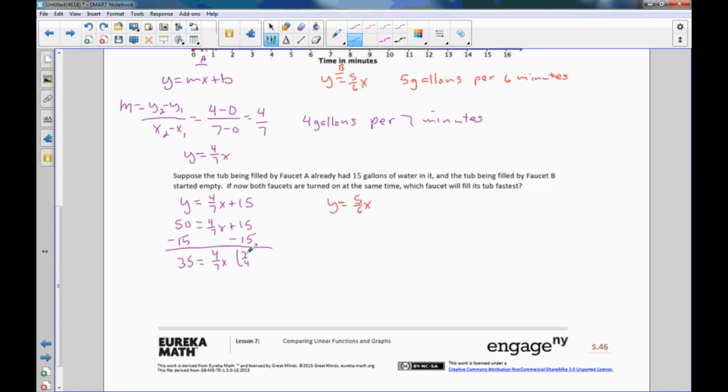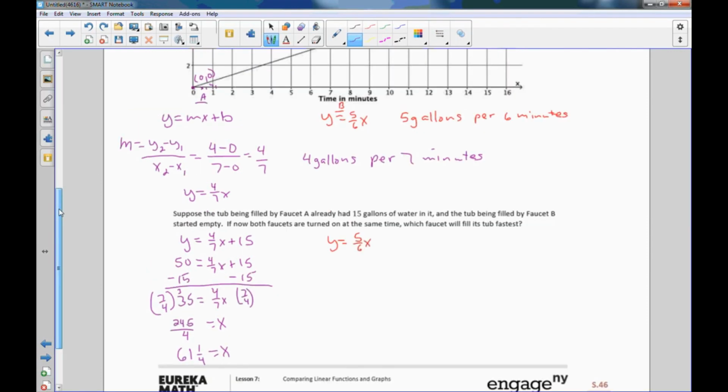Multiply both sides by 7/4, and I get x equals, and 7 times 5 is 35, carry the 3, 7 times 3 is 21, plus 3 is 24 over 4, and I'm going to make this a fraction that I can understand. 4 goes into 24 6 times, 4 goes into 5 once, with a remainder of 1, so it's going to be 61 1/4 minutes to fill it from 15 gallons to 50.